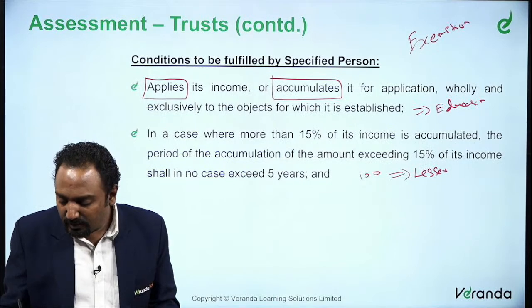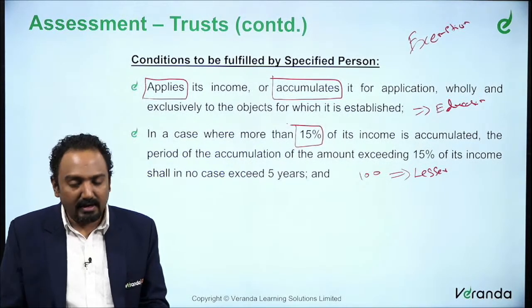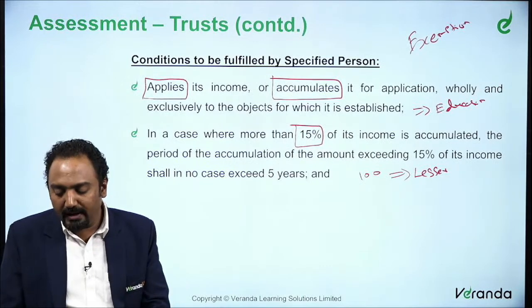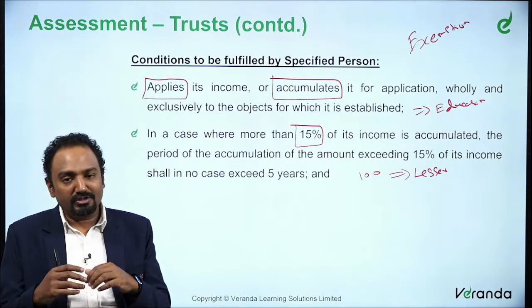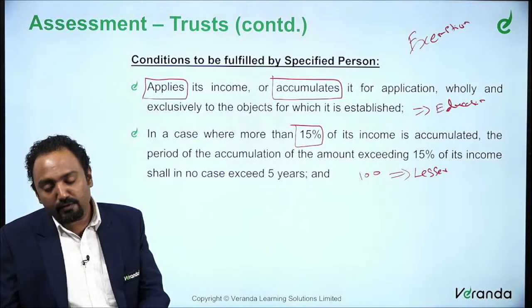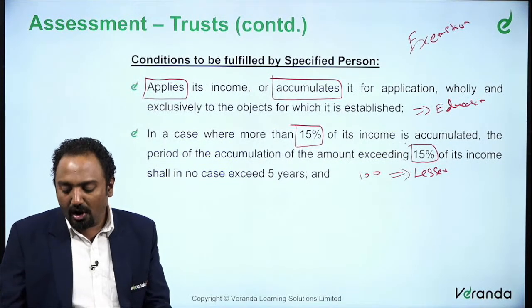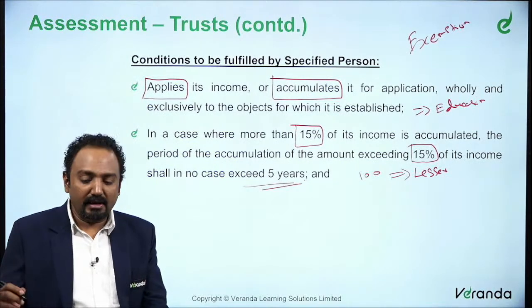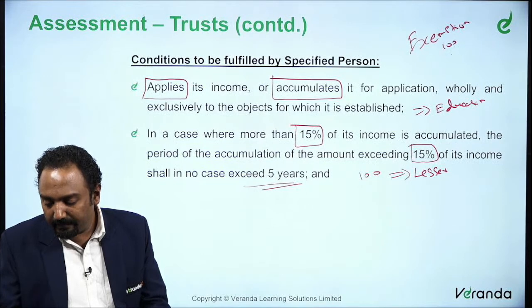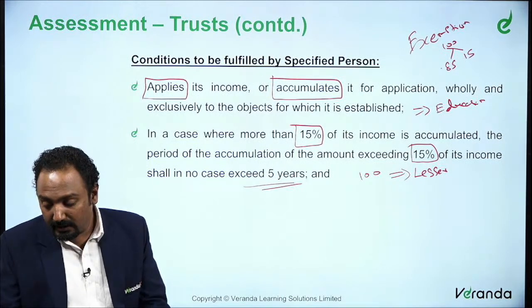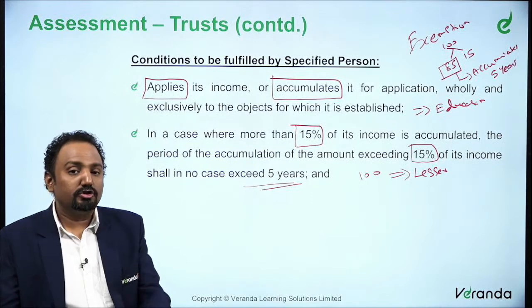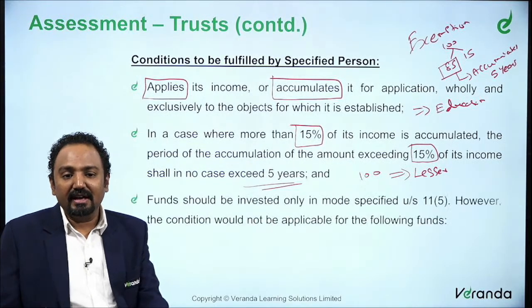They have said in case where not more than 15% of its income is accumulated, that is, you can accumulate 15% of such income to say that I will be spending it in future. So, where more than 15% of its income is accumulated, the period of the accumulation of the amount exceeding 15% of income shall in no case exceed 5 years. So, typically what they are trying to say is, if it is 100, you must spend 85, you can accumulate 15. But now what they are saying is, this 85 also can be accumulated, but it is only for the period of 5 years. It cannot exceed 5 years.